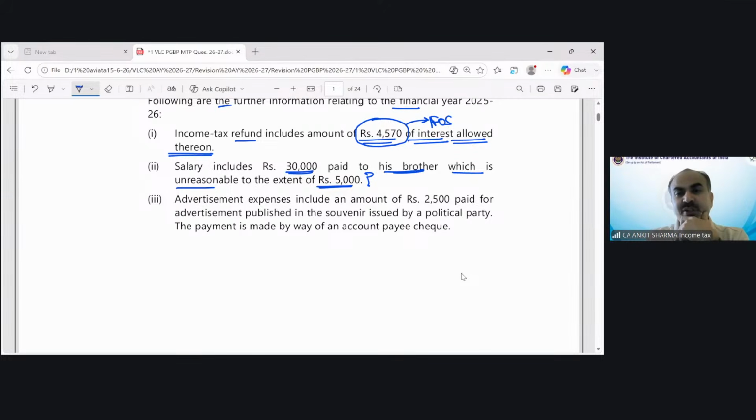Advertisement expenses include an amount of rupees 2,500 paid for an advertisement published in the souvenir issued by a political party. Payment is made by way of account payee cheque. So can you tell me the treatment of this under the PGBP head?